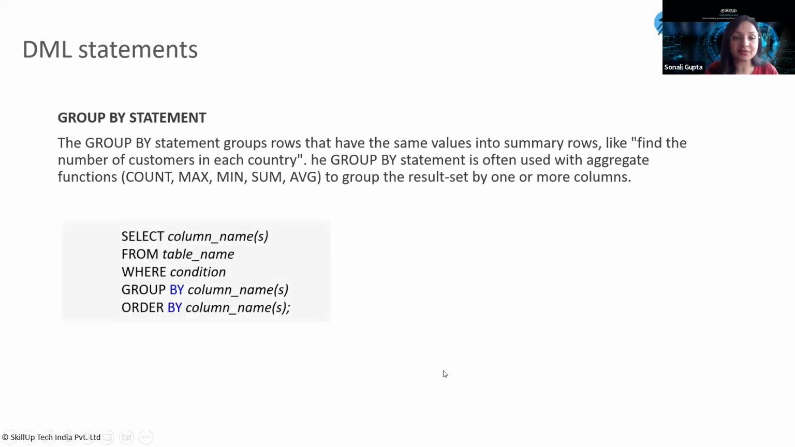So, for example, here is a syntax. What you do is select column name from the table name, where we give the condition, group by. Now here comes the group by clause. So group by which column do you want your entire query to be grouped by? And order by, if it is required, you can use it. If not, you can leave it. So we are just giving you an example here.